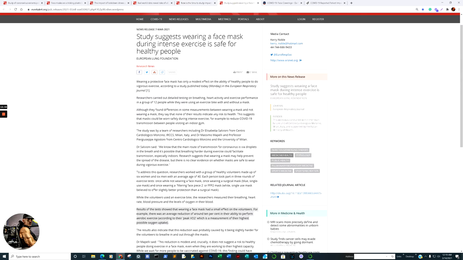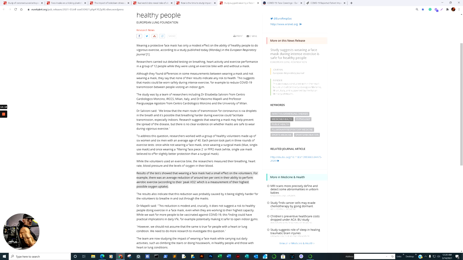Next. Now, this article is interesting because it has a statistical significance in reference to masks reducing oxygen or exercise capacity. However, it's the interpretation of the statistical significance to an individual exercising. You'll understand what I mean in a second. So what happens is studies suggest wearing a face mask during intense exercise is safe for healthy people. All right, this comes down to this. Results of the test showed that wearing a face mask had a small effect on the volunteers.